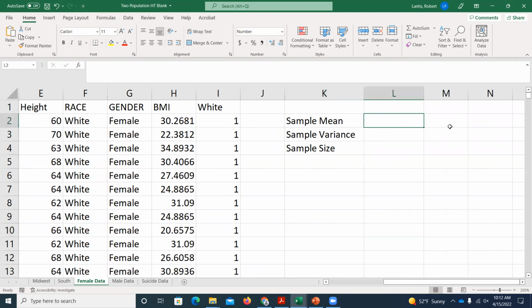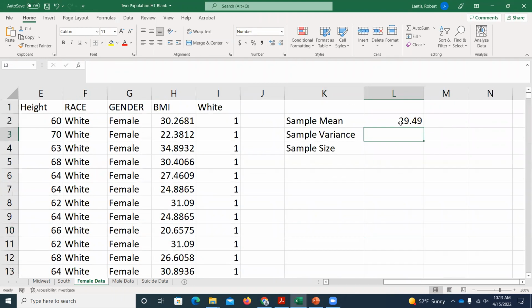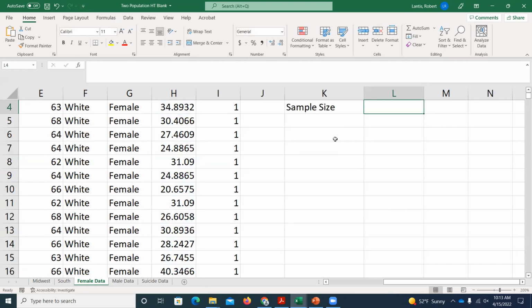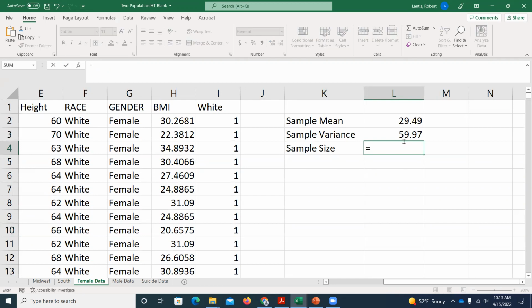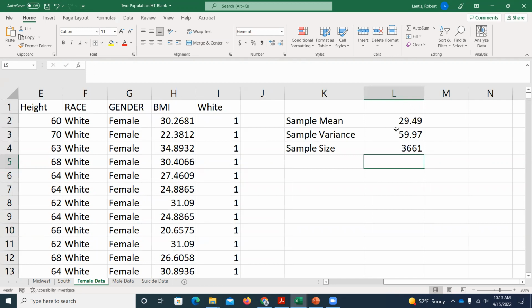I'm going to calculate the sample mean. So I'm just going to use that average function. Select Control Shift, Command Shift on a Mac, hit the down arrow, then hit Enter. So I've got my sample mean for female BMI. Var.s is our sample variance equation. Just going to select that variable. And then our sample size, we said last class, was just using what? Just the count function. Easy enough. So I've got my sample mean, sample variance, and sample size for female BMI.